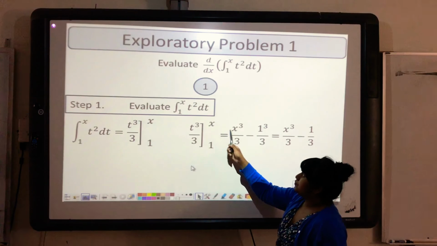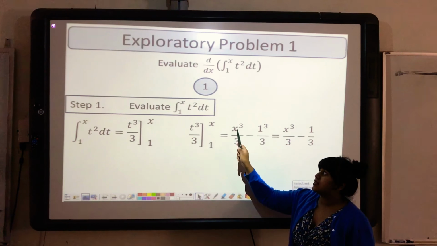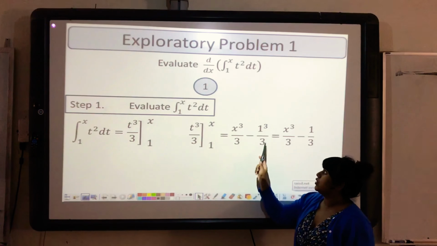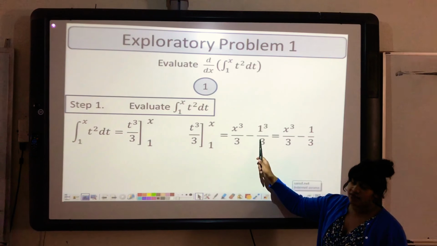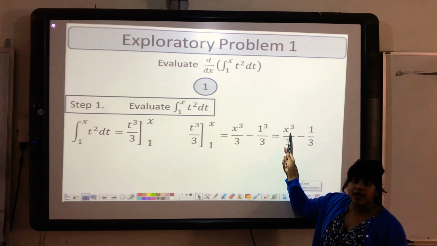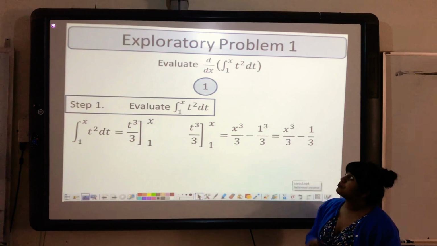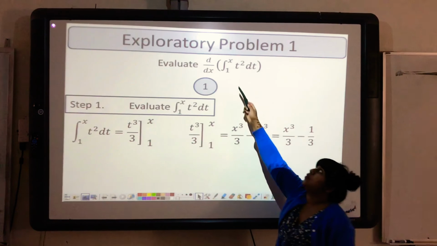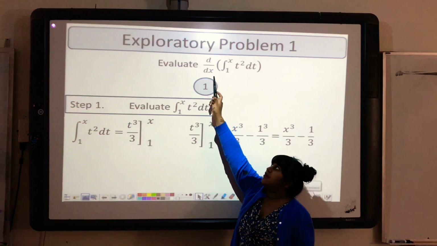So we plug that in and when we plug in x for our t cubed, we just get x cubed over 3. When we plug in 1, we get 1 cubed over 3. So here's F of b minus F of a. And that's going to just equal x cubed over 3 minus 1/3. Okay, but we're not quite done. We've only dealt with this part of it, but we haven't dealt with the first part.